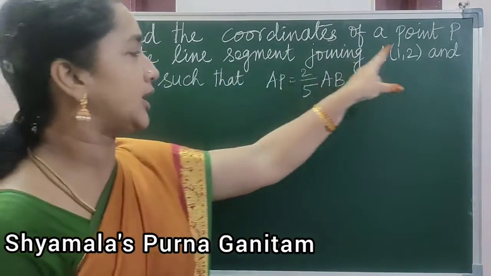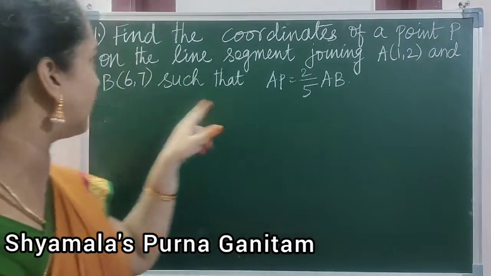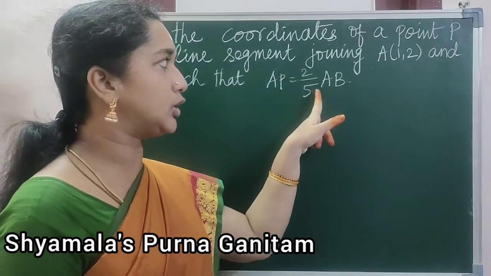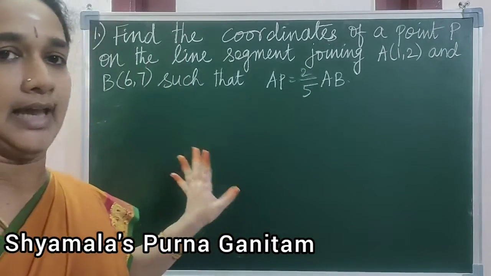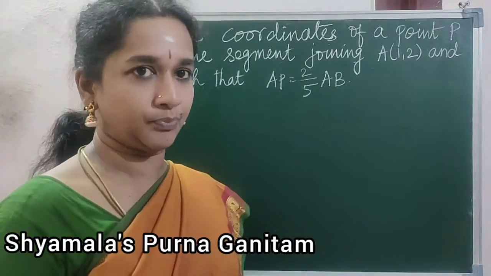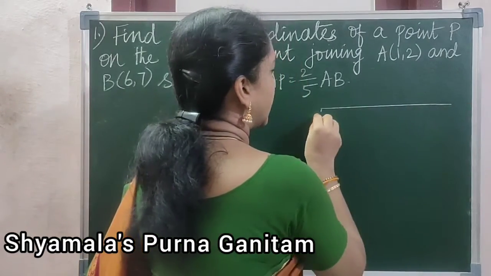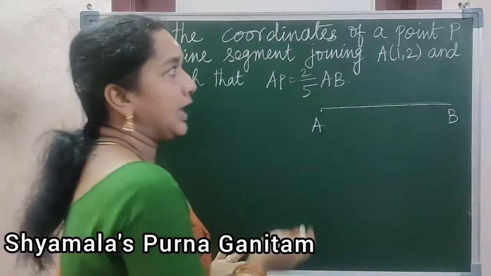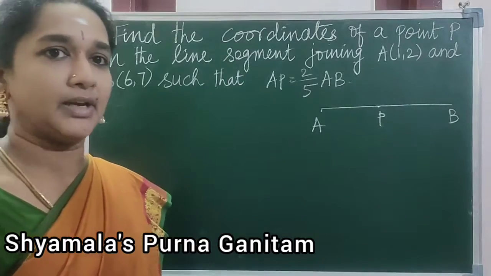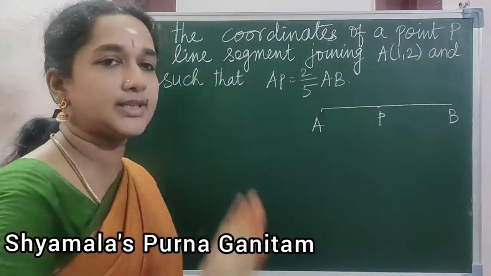The first sum is: find the coordinates of the point P on the line segment joining A(1, 2) and B(6, 7) such that AP is equal to 2 by 5 AB. This is an exercise sum. Here they didn't directly give you the ratio. The line segment joins 2 points, the coordinates of A and B are given, and P is a point on the line segment. Such that AP is equal to 2 by 5 AB. This is the condition given.